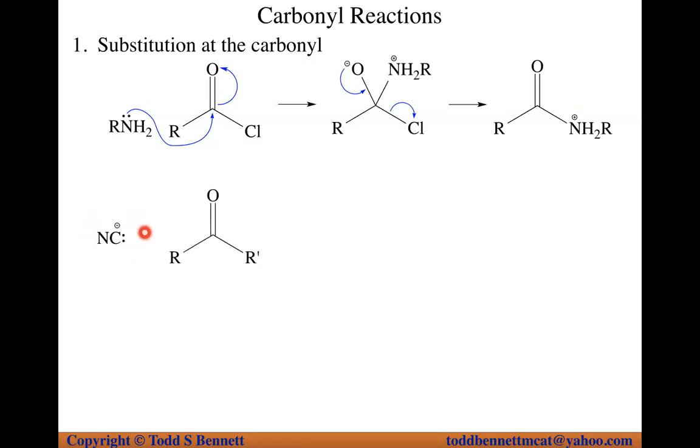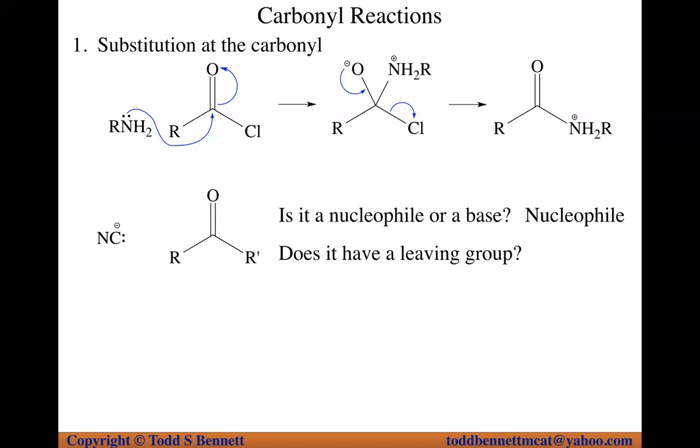So let's do this again. We have a CN minus, which we learned in the SN1, SN2 chapter, is a nucleophile, way too weak to deprotonate anything. So nucleophile, check. And this time it's an alkyl group, so there's no leaving group, so it cannot undergo substitution, it has to undergo addition. So the second reaction we'll look at is addition across the carbonyl.